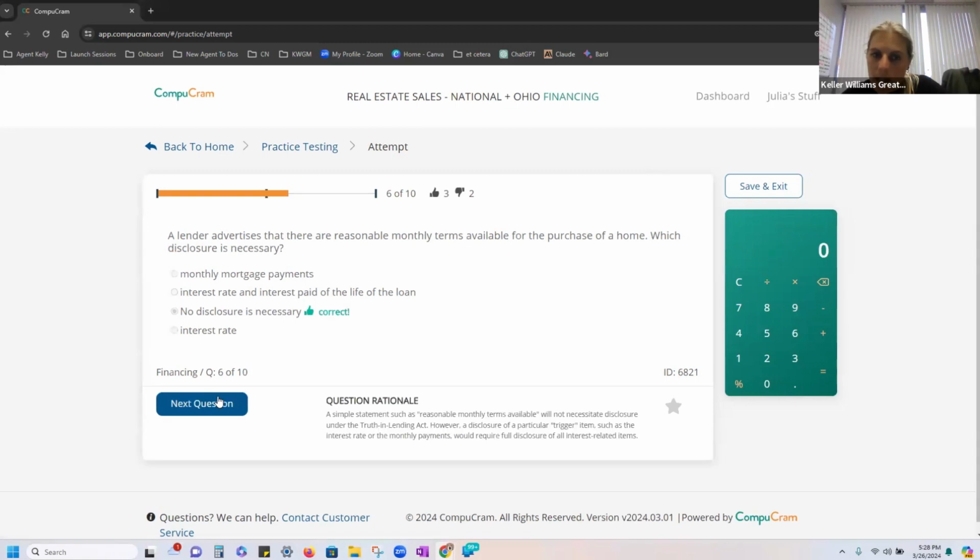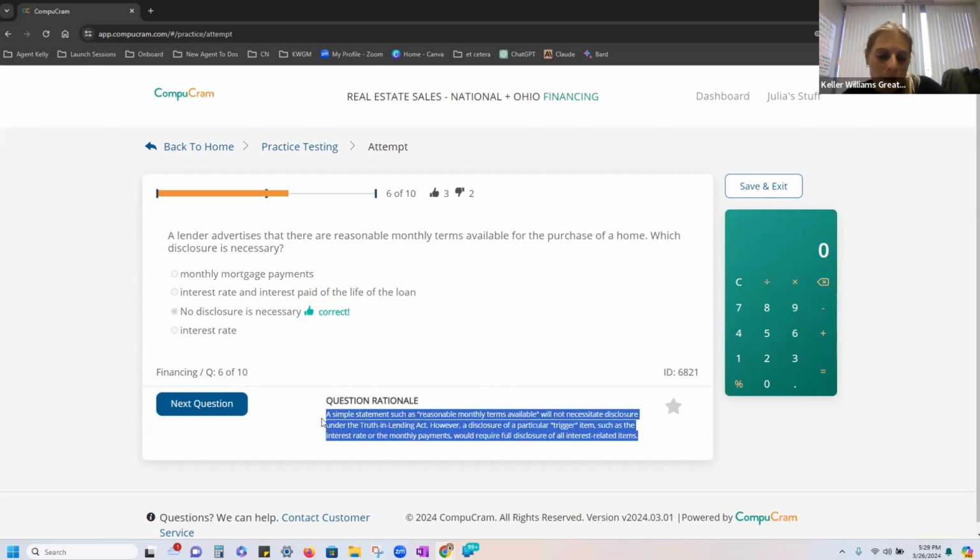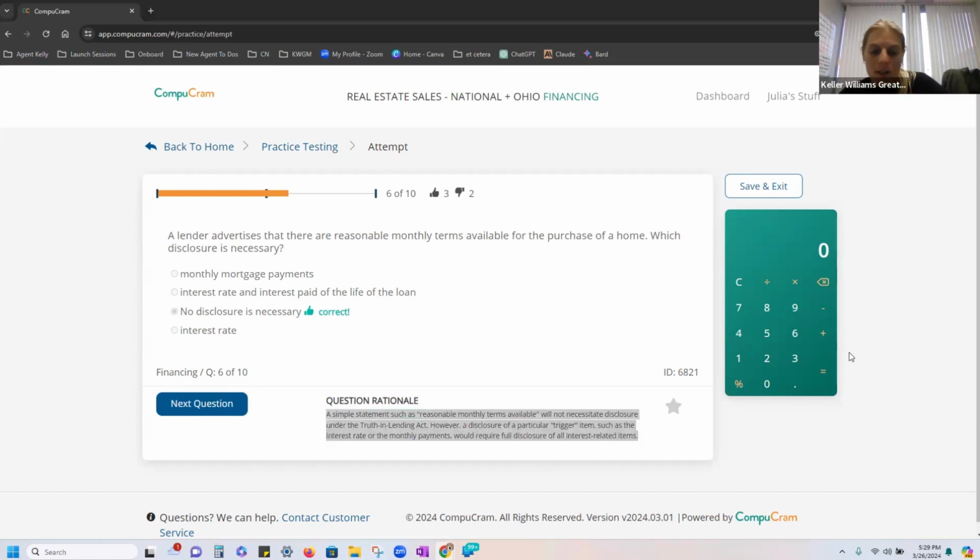You say C, and C is correct. Good job. This was tricky. A simple statement like reasonable monthly terms available will not necessitate disclosure under the Truth in Lending Act. However, disclosure of a particular trigger item, such as the interest rate or the monthly payments, would require full disclosure of interest-related items. Good job. That was hard.